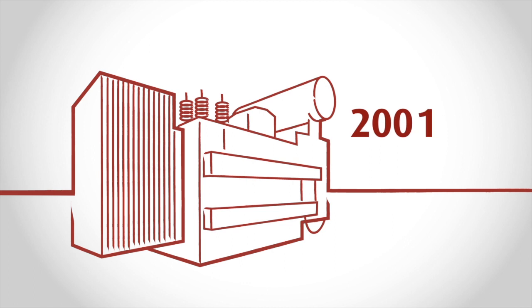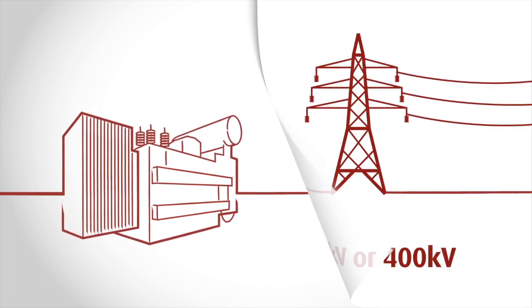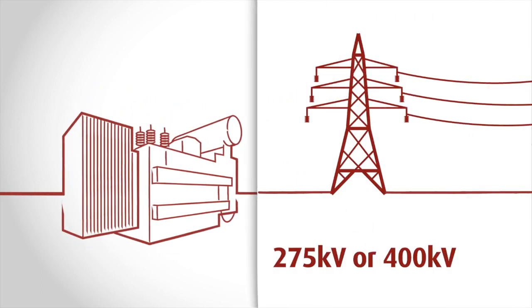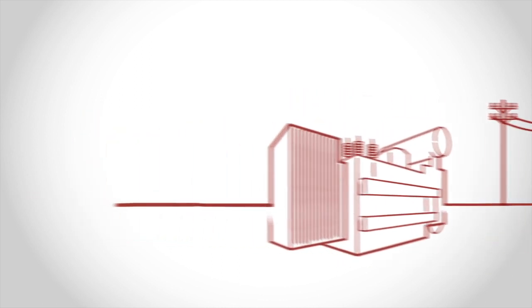Quad boosters aren't new. They've been used on the high-voltage transmission grid in the UK since the 1960s, at 275 kV or 400 kV. However, we understand this is the first time in the world one has been connected to a distribution network at 33 kV.